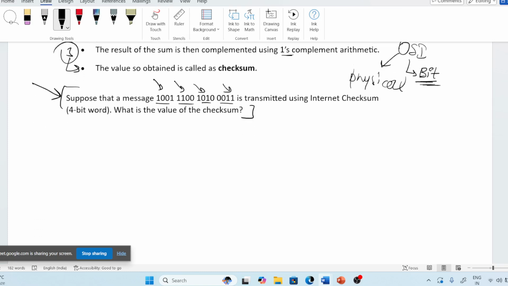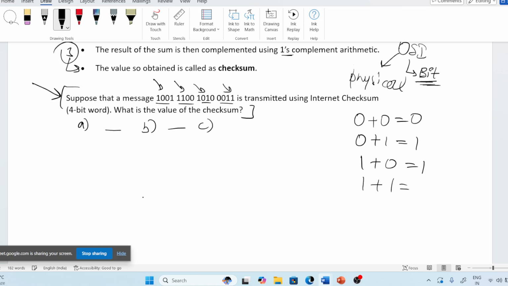The examiner can give you some options, option A like this, option B like this, option C like this, and you have to pick one. Let's solve. Before moving ahead, you need to know addition. 0 + 0 is 0. 0 + 1 is 1. 1 + 0 is 1. 1 + 1 is 2.